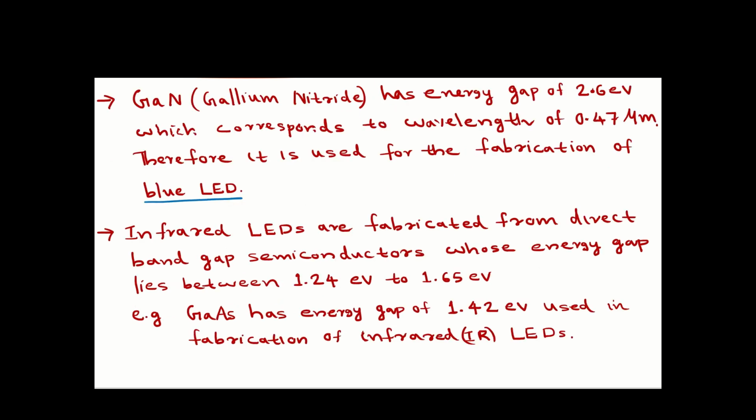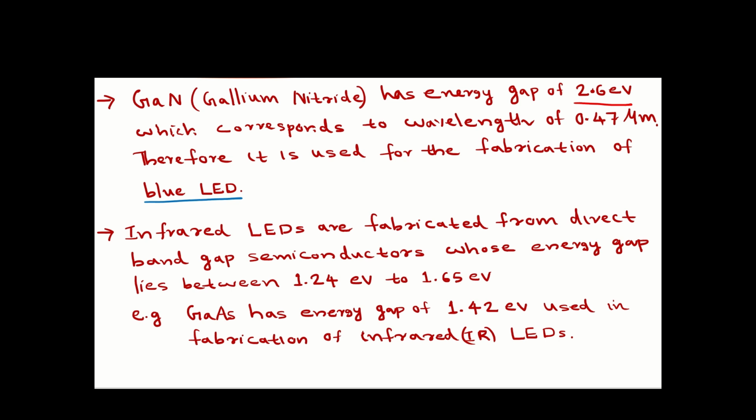The next type of direct band gap semiconductor is gallium nitride, indicated by GaN, which has an energy gap of 2.6 electron volt, corresponding to a wavelength of 0.47 micrometer. Therefore, it is used for the fabrication of blue color LED. So gallium nitride is used for the fabrication of blue color LED.